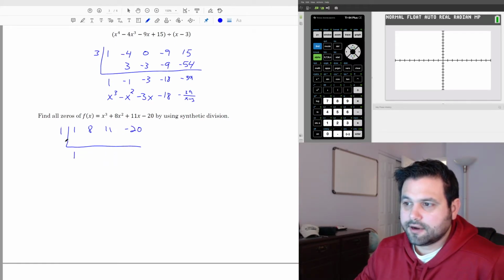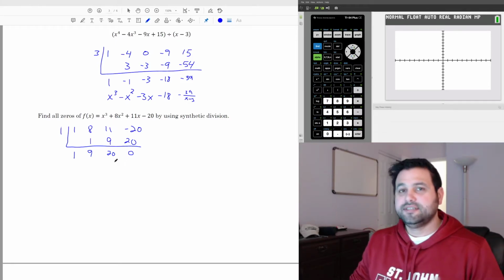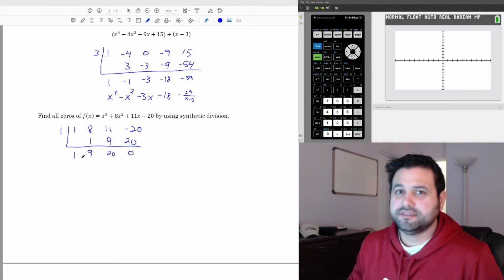So bring this down, multiply, add, multiply, add, multiply, add. So that last number is 0, which means this worked. This is a 0. This is the remainder theorem.